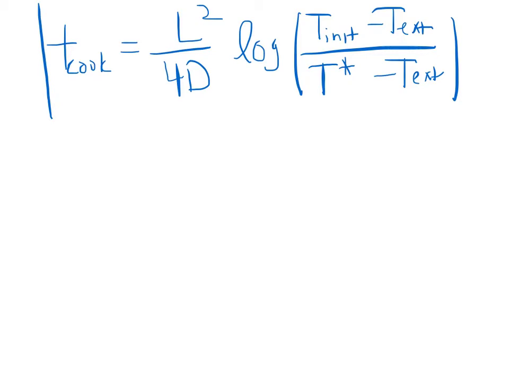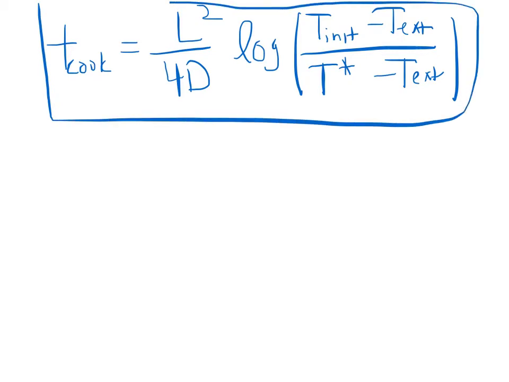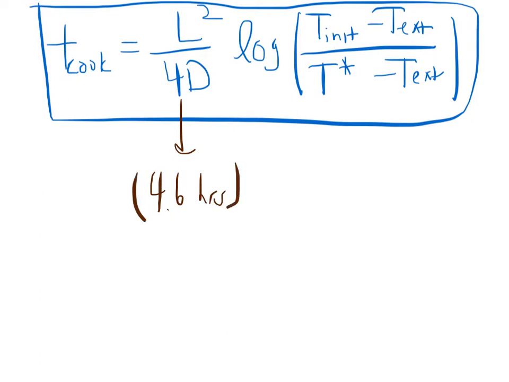Okay, and this equation, you'll notice, says that the cooking time that we started with, the one that we spent our time computing before, namely L squared over 4D, the time that you'll remember we think of as being 4.6 hours, we then multiply by this factor inside of the logarithm. And so now what we have to do is understand what that factor is, and once we do that, then we can calculate the cooking time.